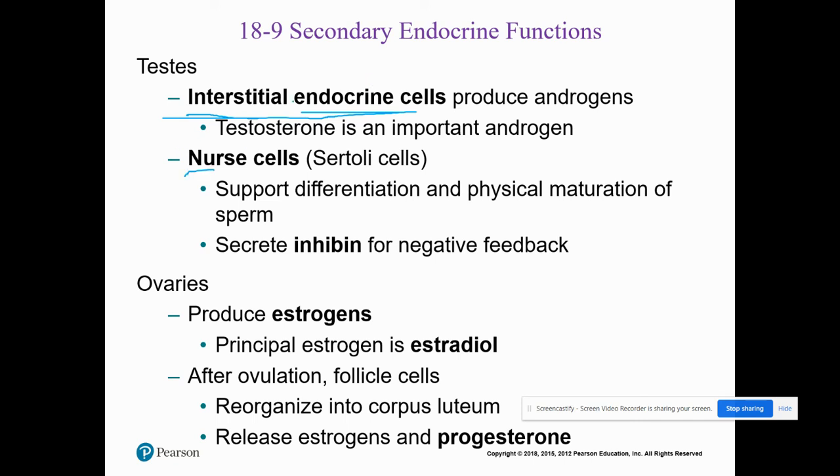All right. So the nurse cells, which I'm going to try to stick to this name because I don't like the other one, I want them to be appropriate to what they're doing. These guys are going to help differentiate and physically mature sperm once biological males reach puberty. And they also will secrete inhibin, which we'll get to in reproduction, but you'll have seen it before.